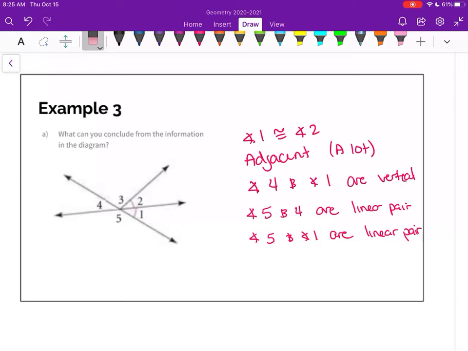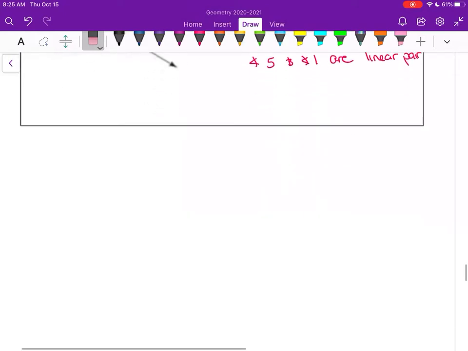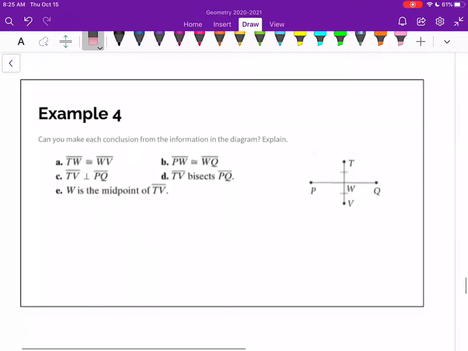I might be missing something, but I'm pretty sure I'm not. Angle 3 looks like a right angle, but remember, I'm not allowed to conclude that unless it's marked, and it's not marked, so I can't conclude that. Yeah, I think that's it. All right, next.